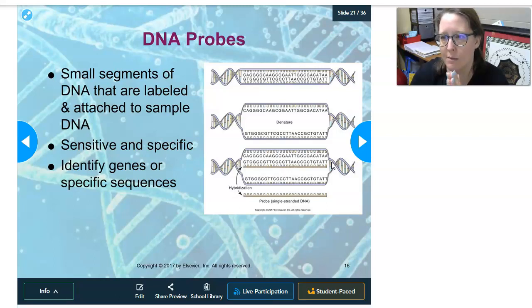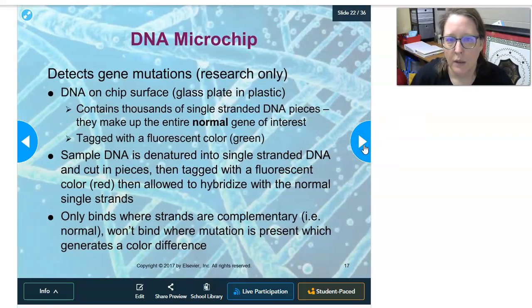So if the sequence doesn't match, the probe will not stick, and then you have a wash step usually, and it would wash away any unbound probes, and there would be no reaction. They're often used to identify specific genes or chromosomes, or specific genetic sequences. And so, yeah, they can be used for tumors and all that.